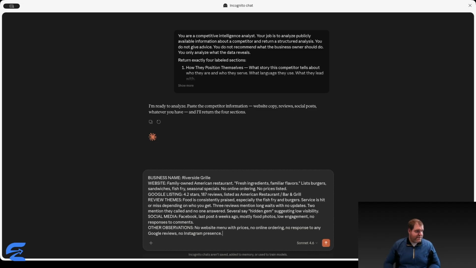Business name, Riverside Grill. Website, family-owned American restaurant. Fresh ingredients, familiar flavors. Lists burgers, sandwiches, fish fries, seasonal specials. No online ordering, no prices listed. Google listing, 4.2 stars, 187 reviews, listed as American restaurant, bar, and grill. Review themes. Food is consistently praised, especially the fish fry and burgers. Service is hit or miss depending on who you get.